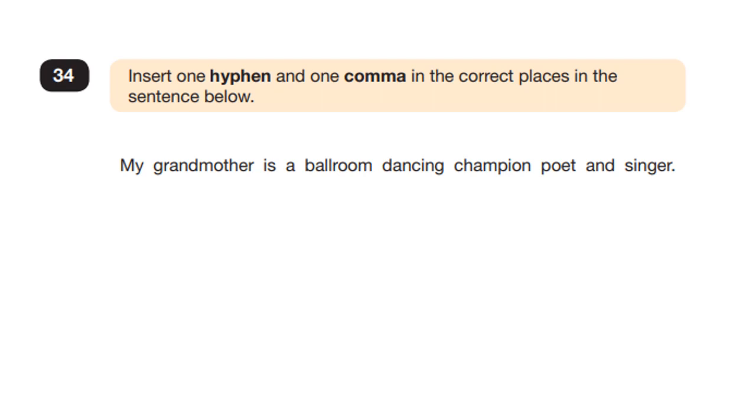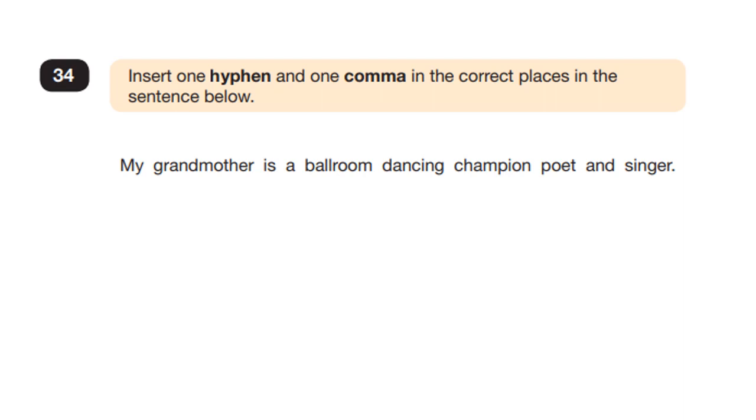Okay, so for the description, we need the hyphen to make ballroom dancing one adjective. Because otherwise, you're describing your grandmother as a ballroom, as a room. That can't make sense. So she must be a ballroom dancing. So a hyphen must go between ballroom and dancing to make that one adjective.